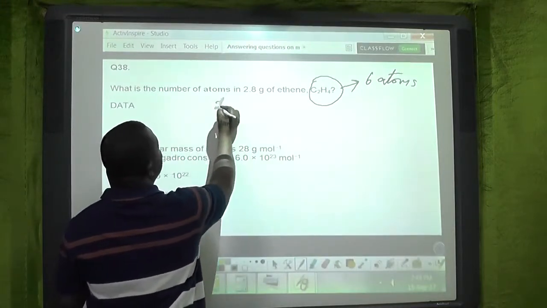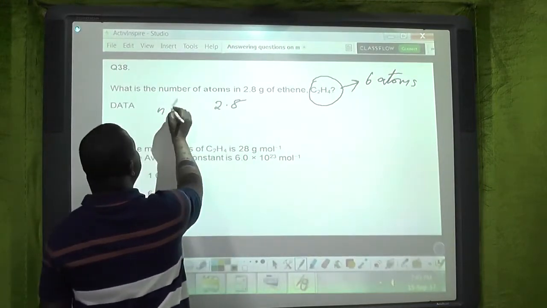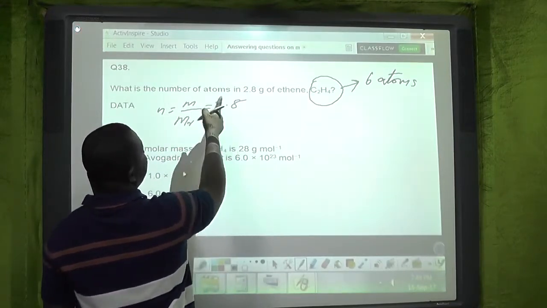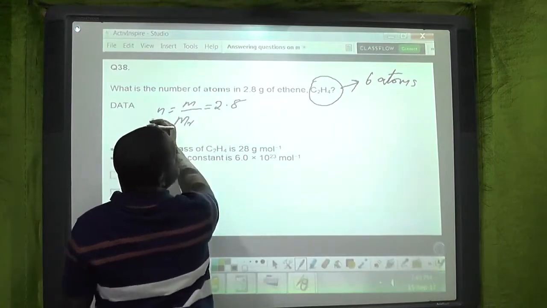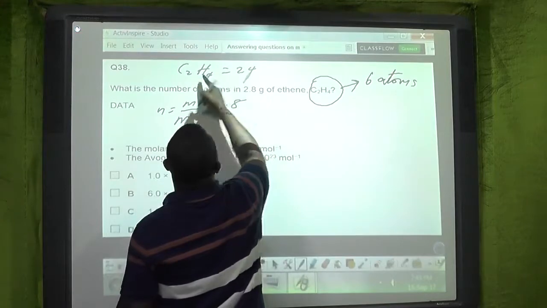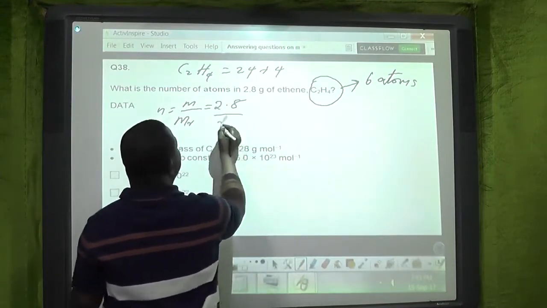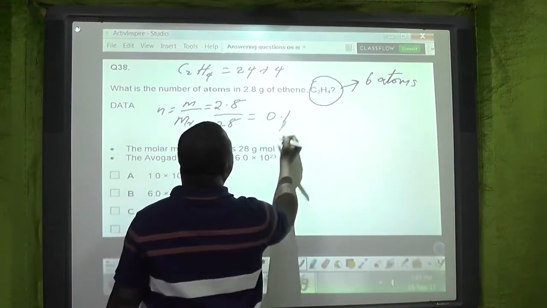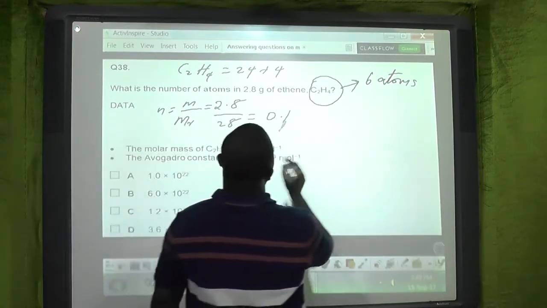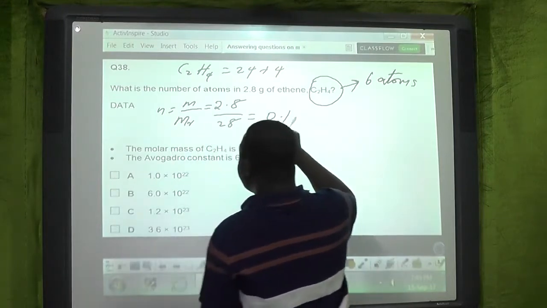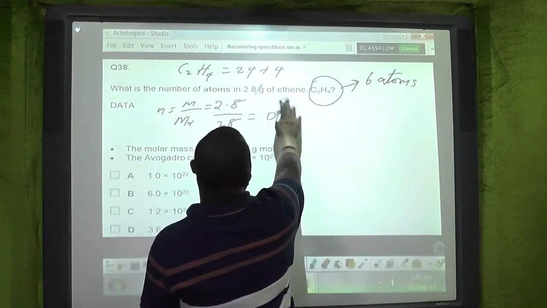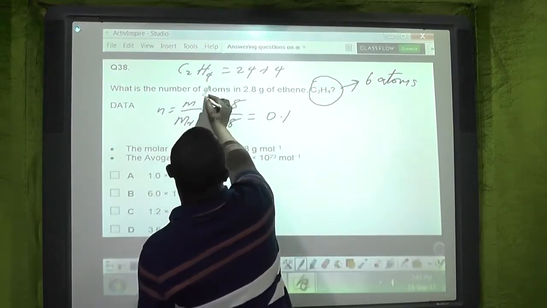2.8 grams of ethene, n equals m over Mr, where mass is 2.8. Ethene is C2H4, which is 24 plus 4, which is 28. Divided by 28, this gives me 0.1 mole. So what is the number of atoms in 2.8 grams of ethene?